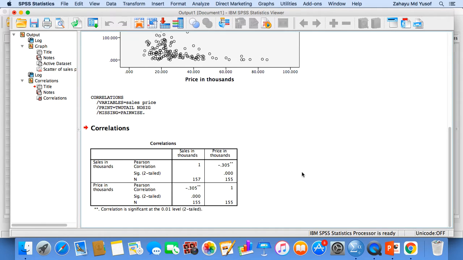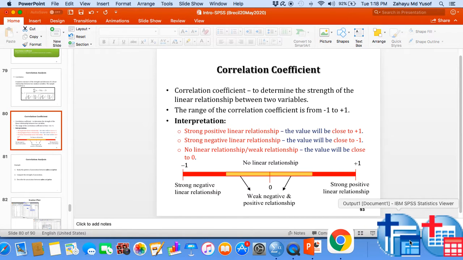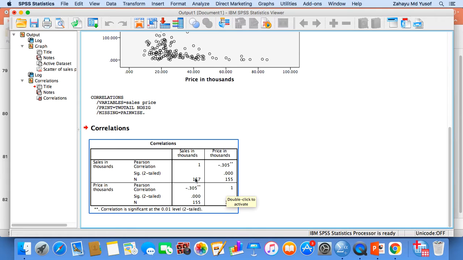This is the output that you are going to get when you run the parametric test using Pearson coefficient. So sales in 1,000 and then price in 1,000. So you can have a look at the correlation coefficient here, negative 0.305. What does it mean? Okay, we can refer back to this line. Negative 0.3 means it has negative relationship. So is the relationship strong or weak? So negative 0.3 is near to 0. So it has a negative weak relationship. And then is that relationship significant? Okay, you can have a look at the p-value 0.000, which is less than 0.05, which means that the relationship is significant.